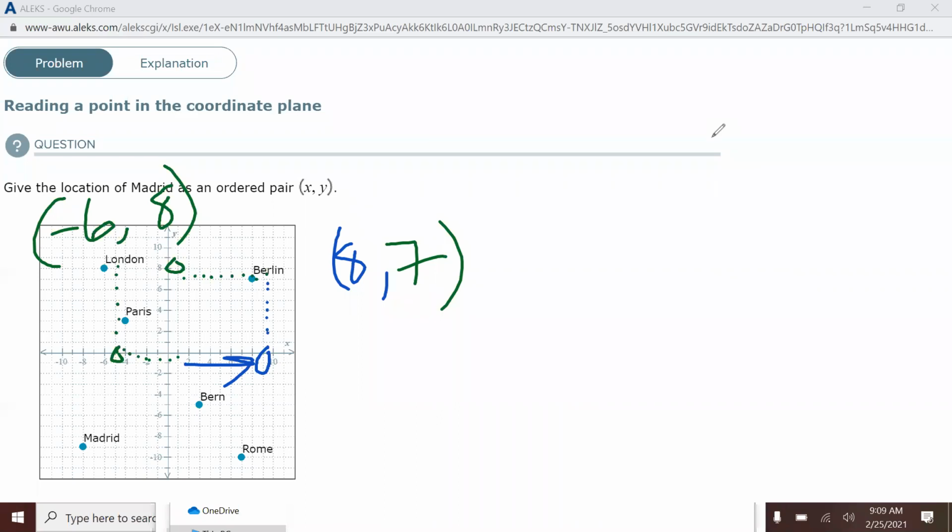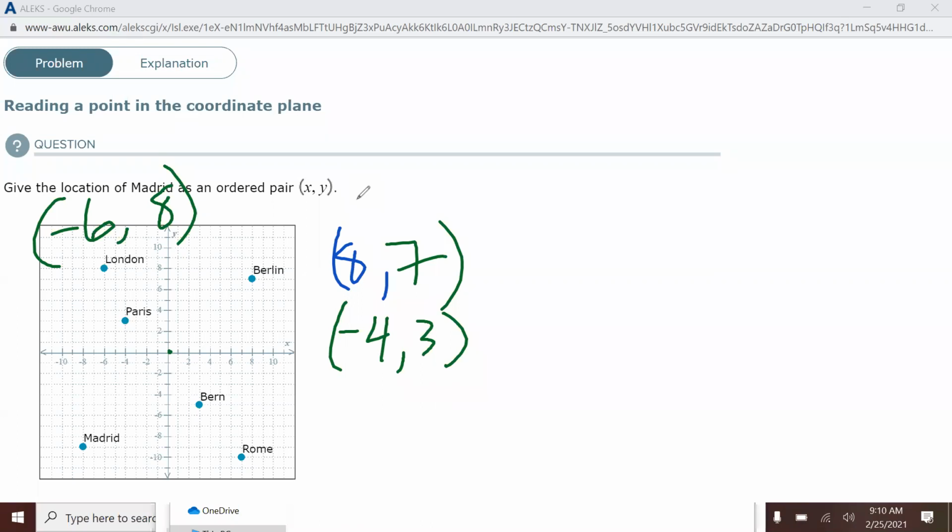Now let's do some more. How about we tackle Paris? To get to Paris from the origin, we would go left 4, so -4 in the x direction, and then we would go up 3, so +3 in the y direction. And those would be the coordinates for Paris.